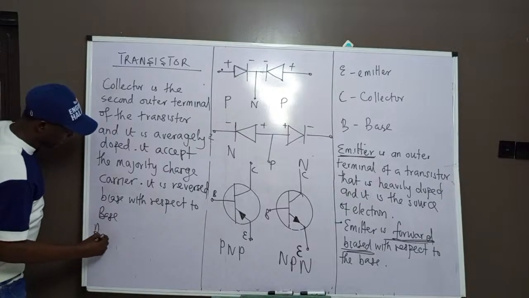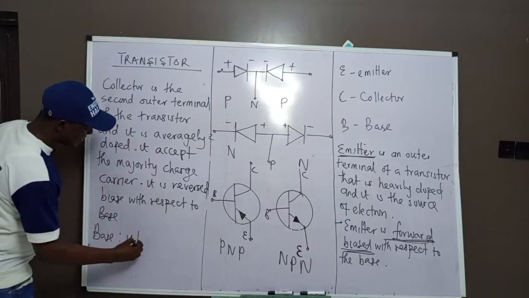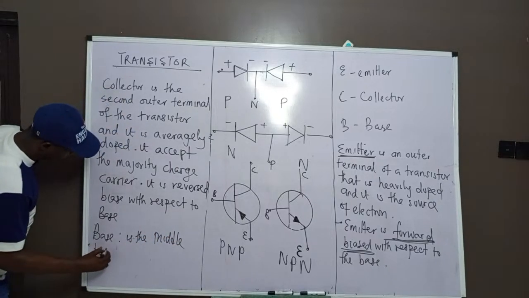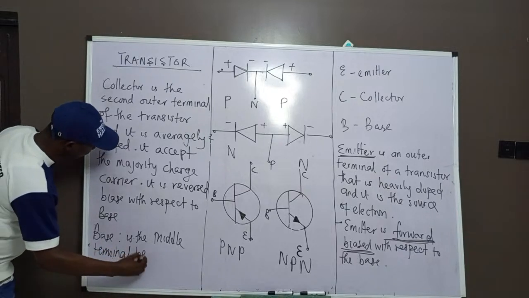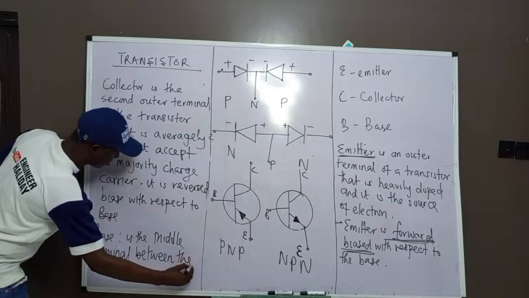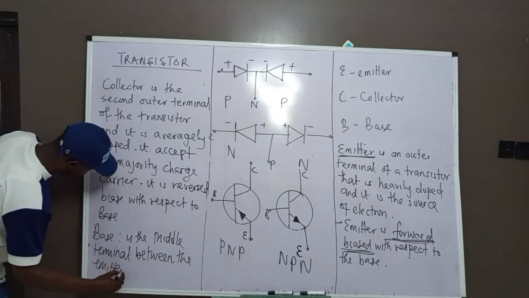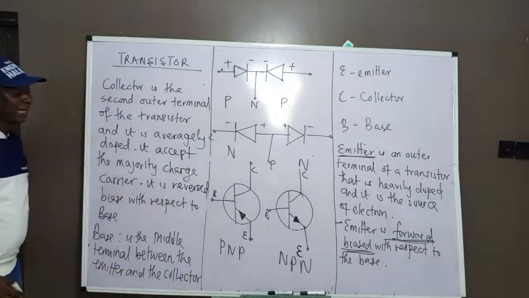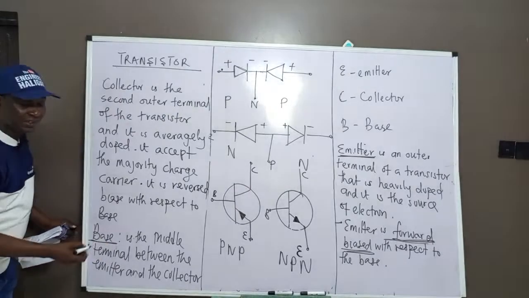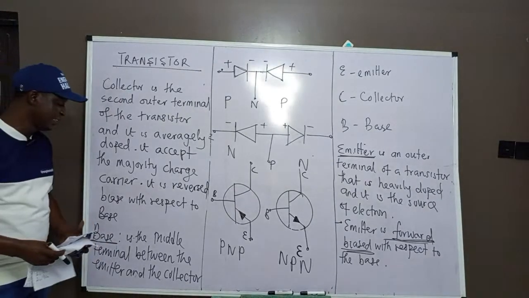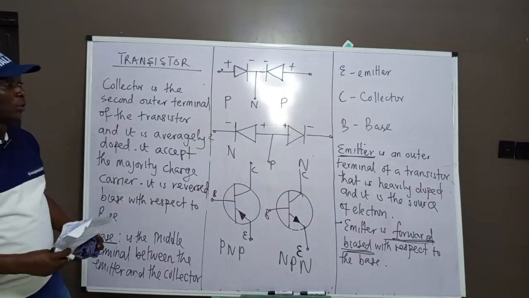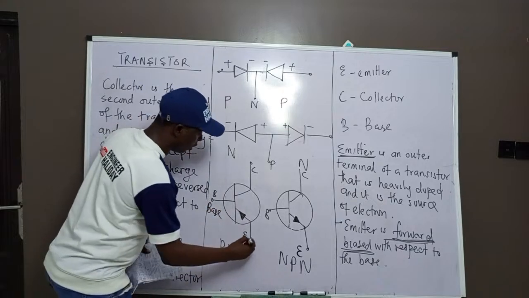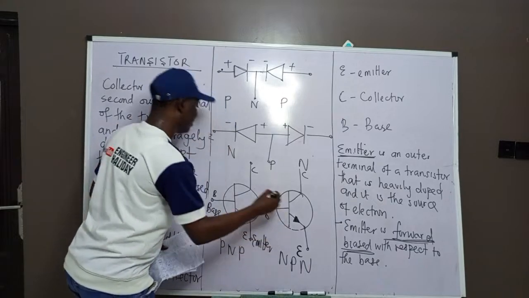The last one, which is the base, I will not talk much on. The base is the middle terminal between the emitter and the collector. So this is the base, this is the emitter, and this is the collector.